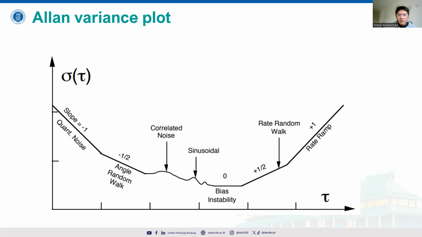The common behavior of the IMU in our Allan variance plot is somewhat like this. First, we have the random walk at a slope of minus one half in tau. Then we have the bias instability during the course. And then we have the rate random walk. It normally behaves like this, going like a bowing shape over the tau axis.